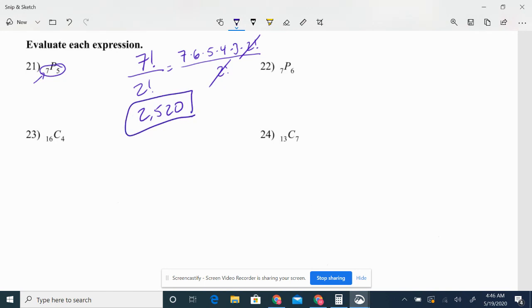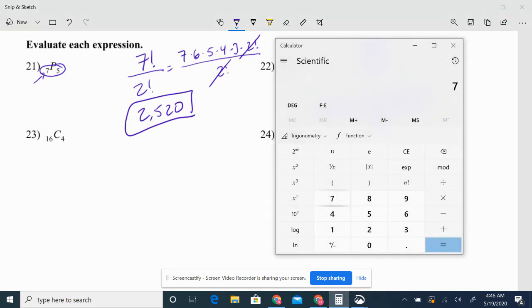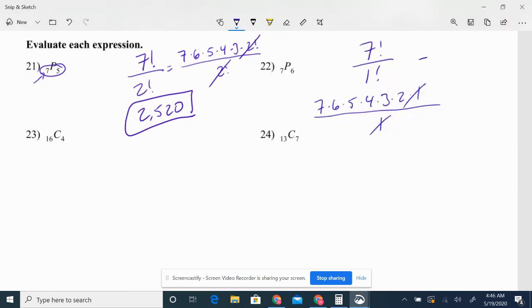Now question 22, I'm going to do 7 factorial over 1 factorial. So what does 7 factorial mean? 7 times 6 times 5 times 4 times 3 times 2 times 1, because 1 factorial is 1, so they basically cancel out. So I have 7 factorial. I'm going to grab my calculator and use the factorial function. So instead of going 7 times 6 times 5 times 4 times 3 times 2 times 1, I did 7 factorial, which gives me 5,040.